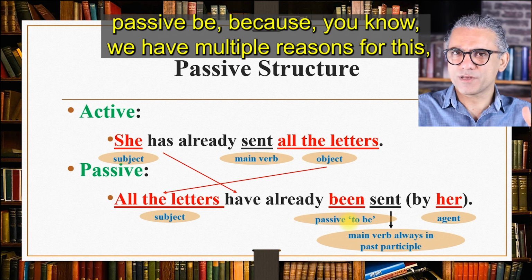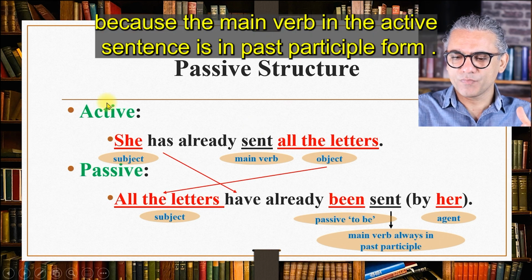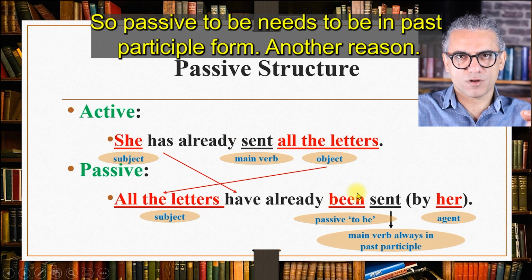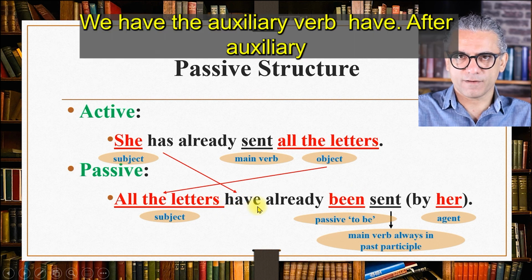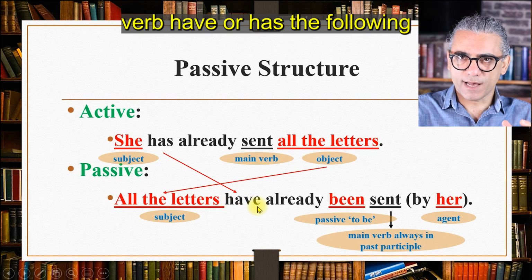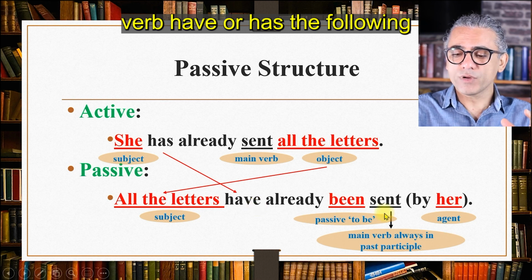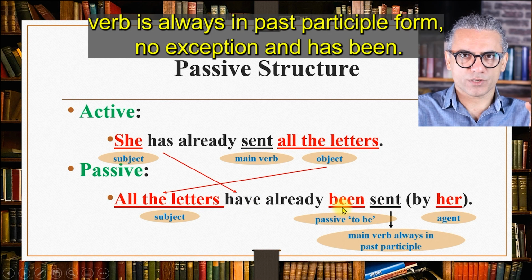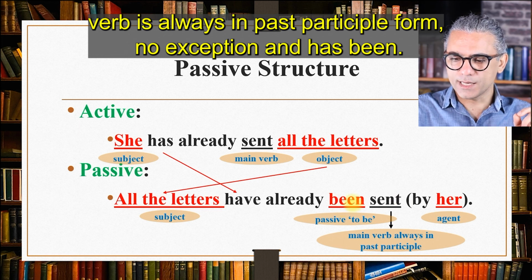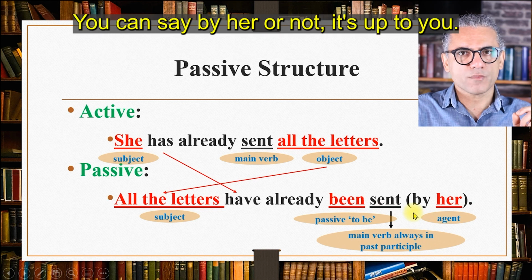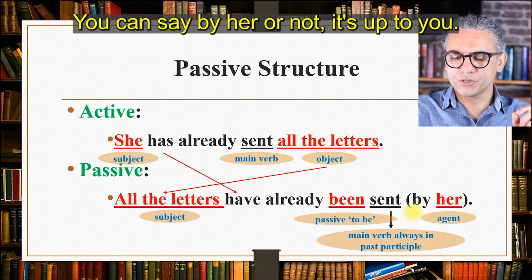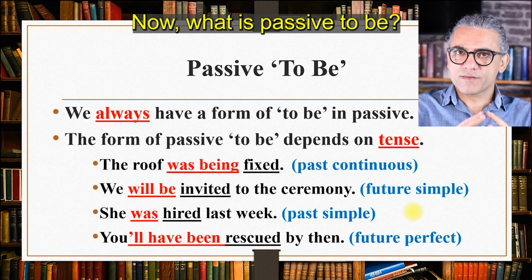We have multiple reasons for this. Because the main verb in the active sentence is in past participle form, passive to be needs to be in past participle form. Another reason, we have the auxiliary verb have. After the auxiliary verb have or has, the following verb is always in past participle form, no exception. So, has been, and then it follows with the main verb, always in past participle form. You could mention the agent, you could say by her, or not. It's up to you.